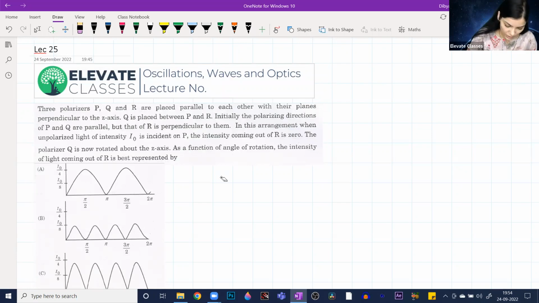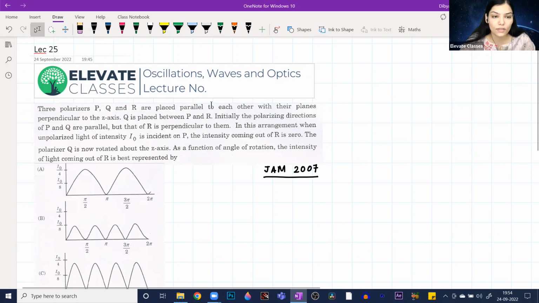So we were solving questions on Malus law. This is a question from JAM 2007. Okay, so we'll attempt to solve this. I will maximize the screen so that you can see the options.